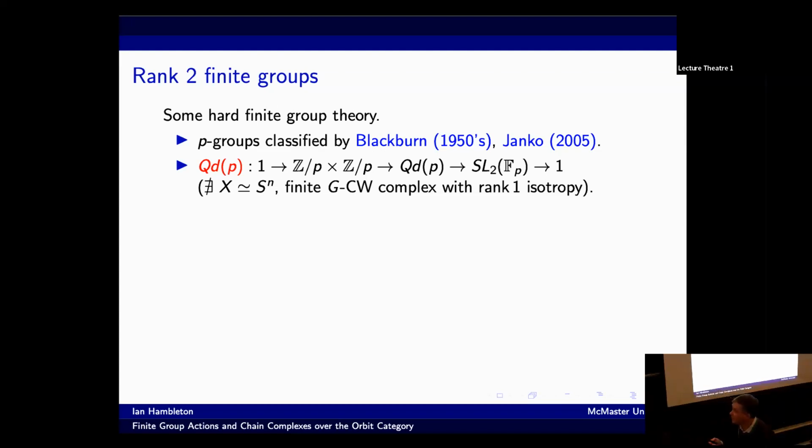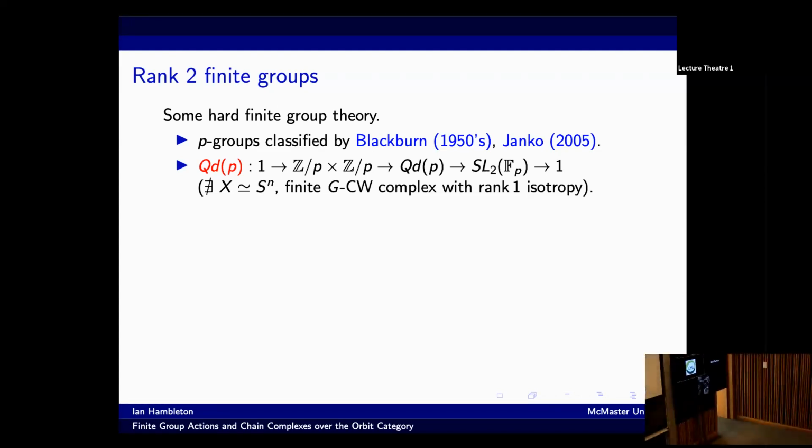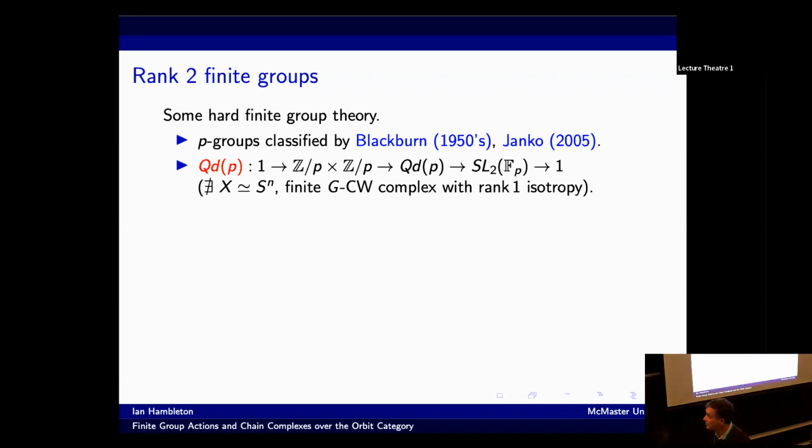Okay, so there's a fact which various people have proved. I didn't put a credit here, but if you had a finite G-CW complex homotopy equivalent to a sphere, then this group can't participate. For this QD(p) group, there is no finite G-CW complex with rank 1 isotropy. So if you're going to try to prove something about existence, you better keep track of this exception.